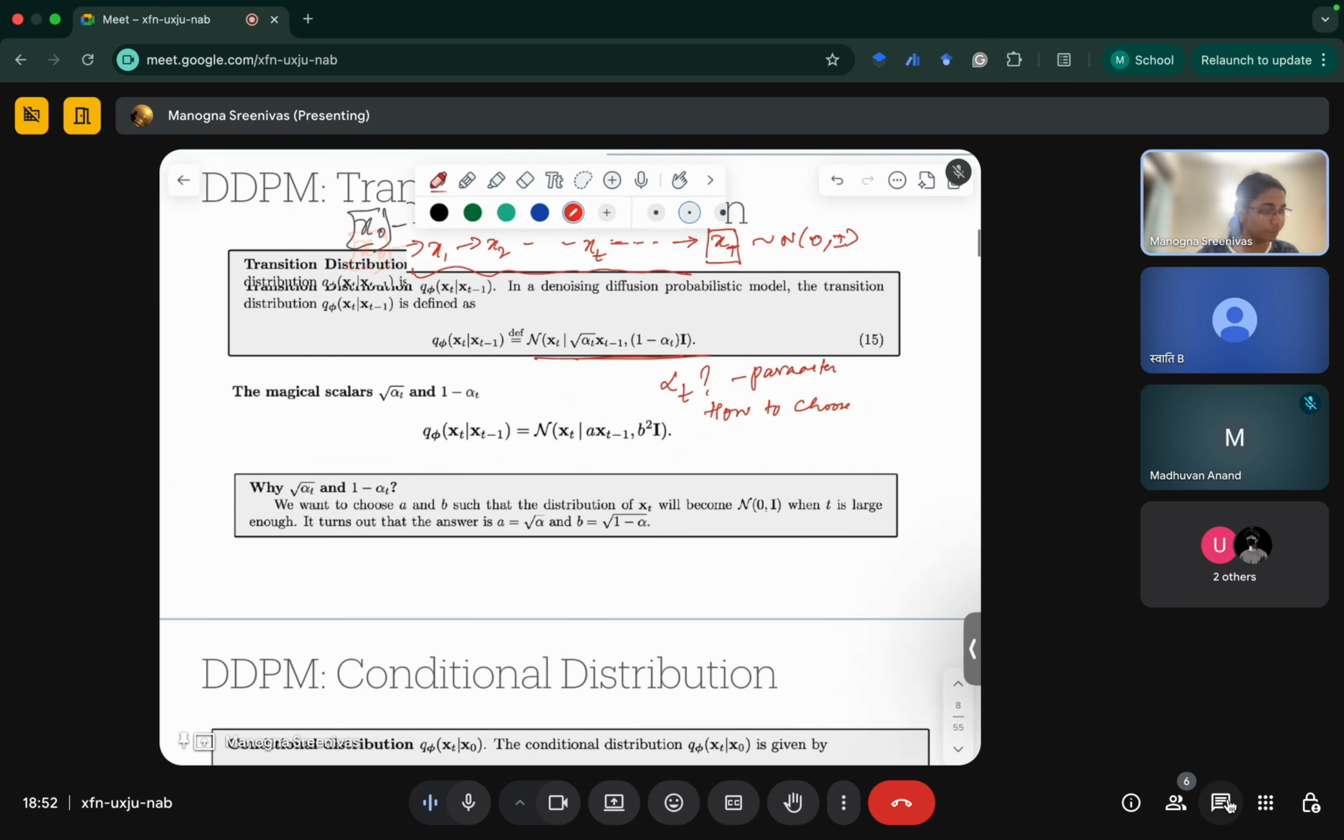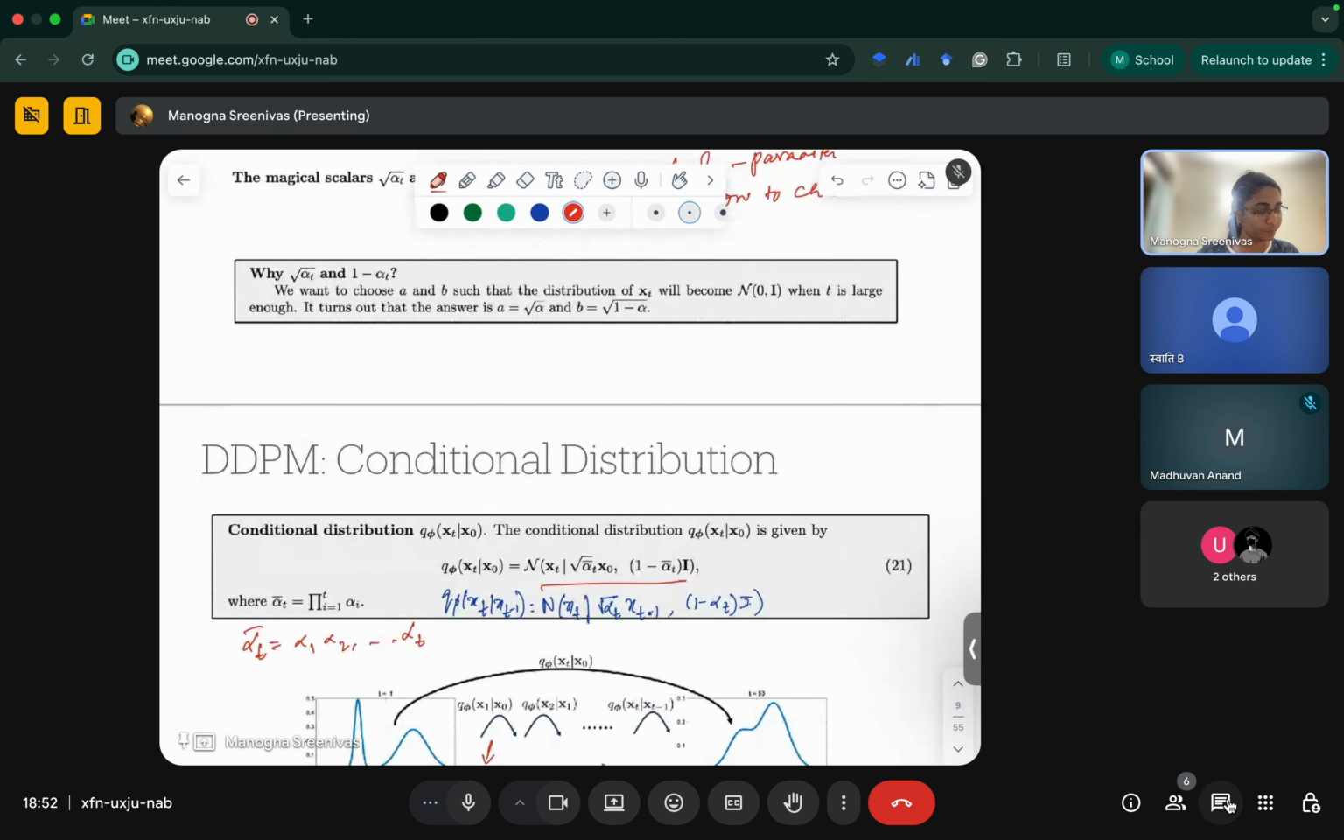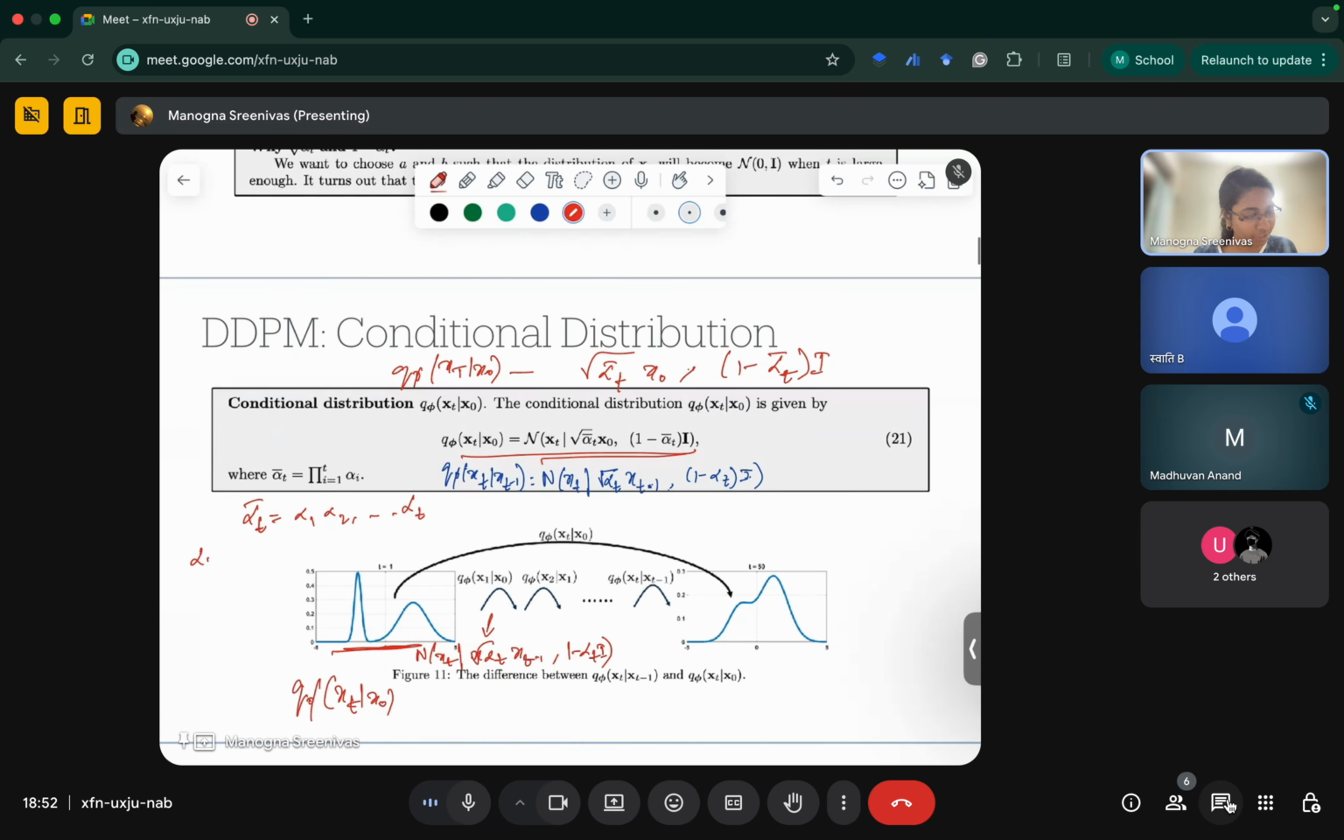Like in this term we saw this conditional distribution, right? At capital xt, if I have to write this q phi of the last latent which I'm choosing, xt given x naught, what is the mean of that? Square root of alpha bar x naught, right? And the variance is 1 minus alpha t bar I. And here what is alpha t? So I have written alpha t is this, right?